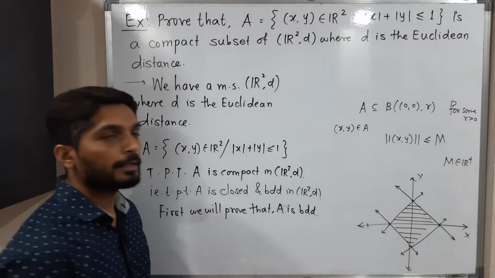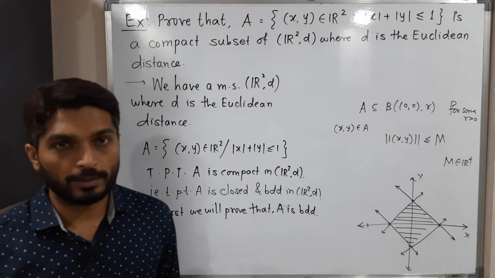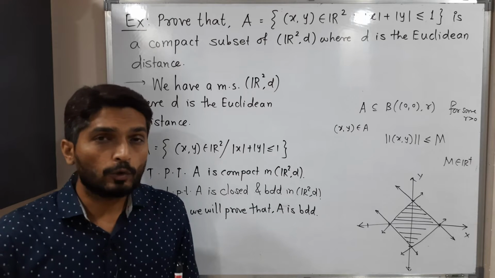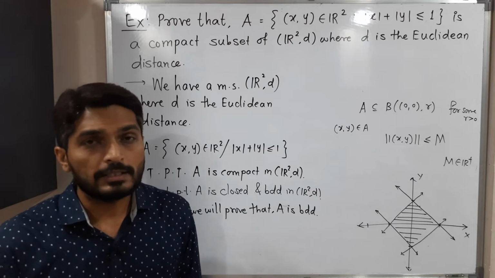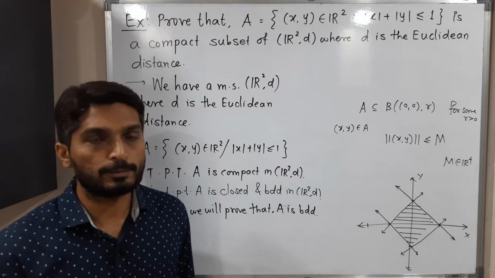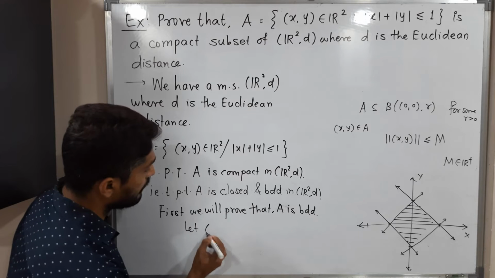So in this way also we can prove the set is bounded, or we can use the first technique also to prove the set is bounded. So here I am going to use the second technique. I am going to prove the norm of any point of A is less than or equal to some fixed positive real number. So let us prove. Let us take one point from A, let (x, y).